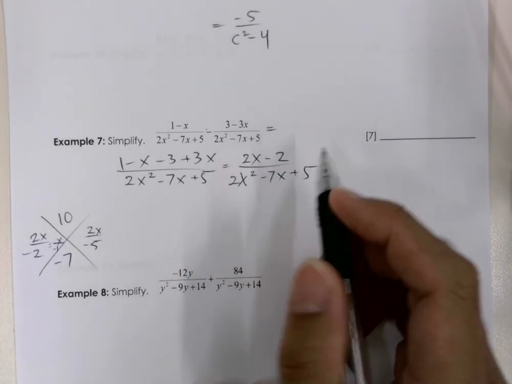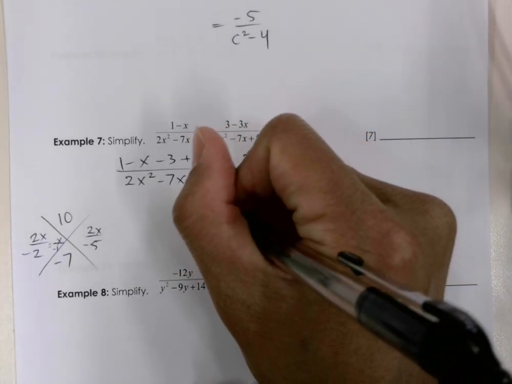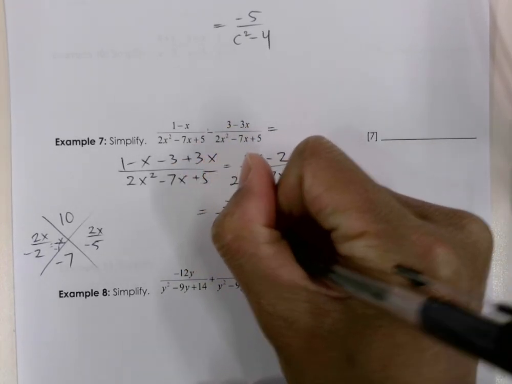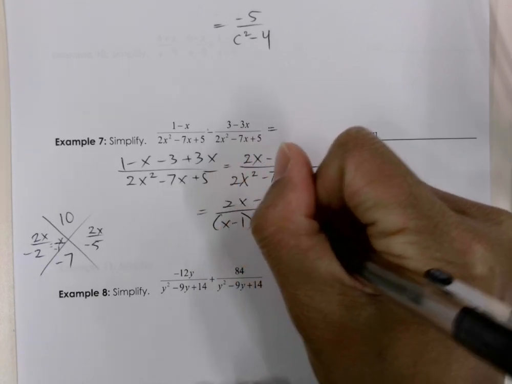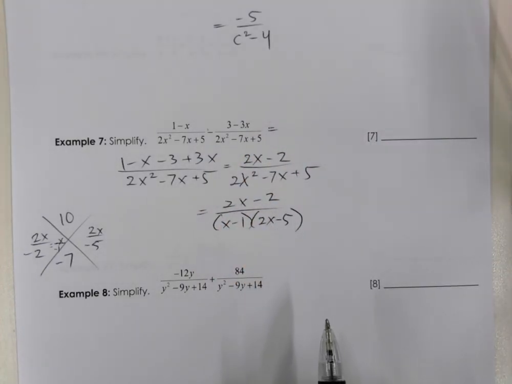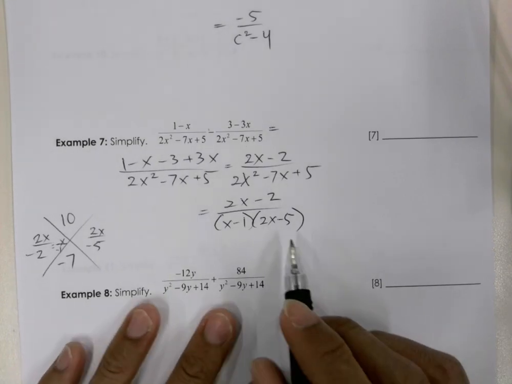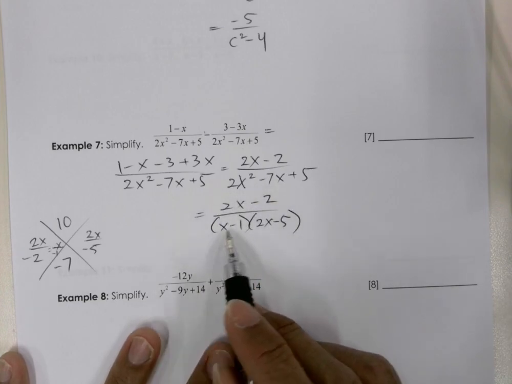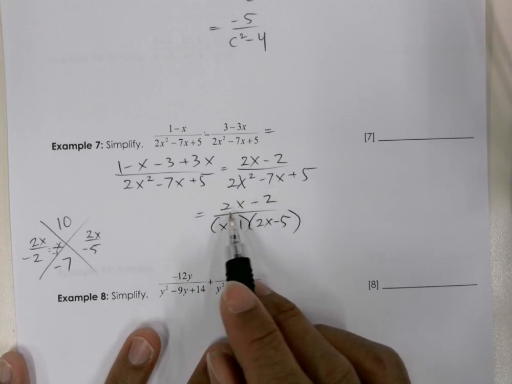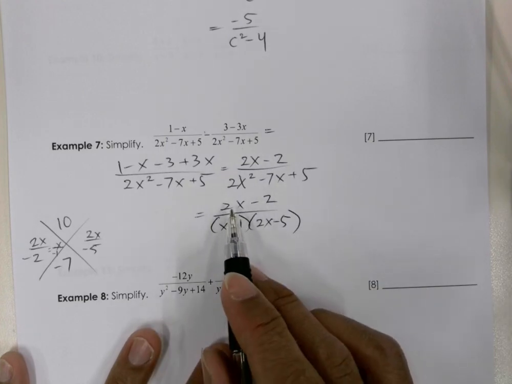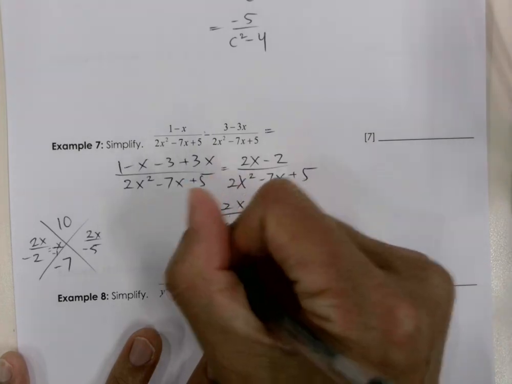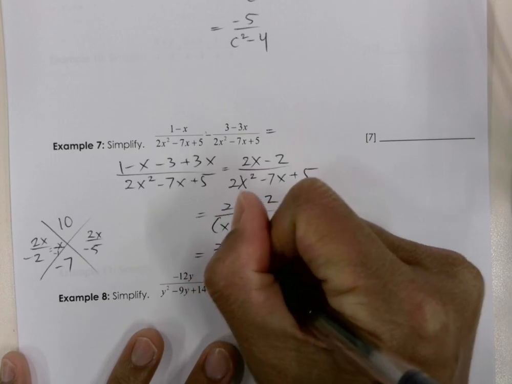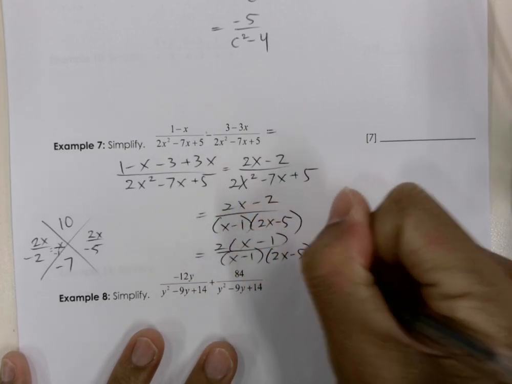So let's rewrite our expression with our factors in the denominator instead. So we'll have 2x minus 2 over x minus 1, parentheses 2x minus 5. All right, so here we go. And now we're looking at the numerator, and we want to get an x minus 1 up here, right? So we're looking and we're seeing, is there a common factor between the two terms? And yes, there is. There's a 2 in both, right? So we'll rewrite this as 2 times x minus 1 over x minus 1, 2x minus 5.